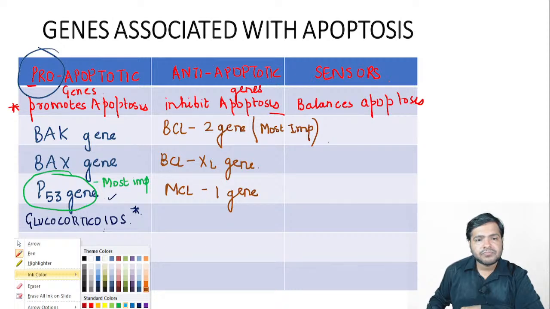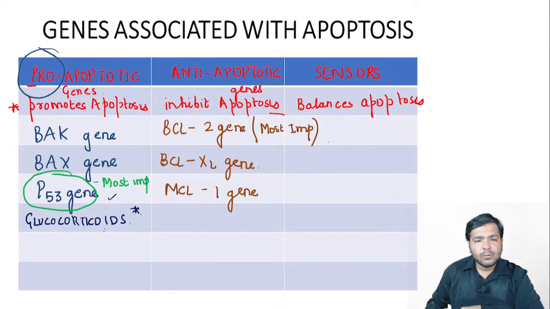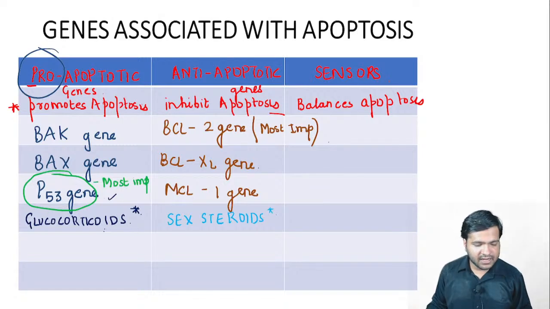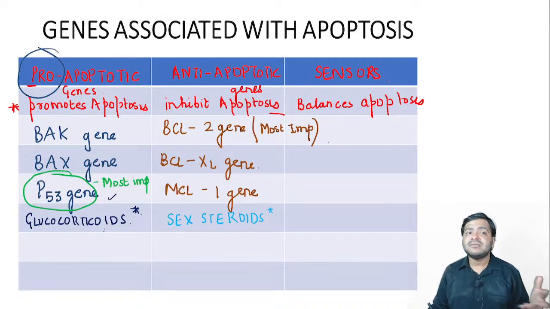And the important drugs which inhibit the process of apoptosis are sex steroids. Now, the question can be asked in a different way: which drugs behave like anti-apoptotic genes? It is the sex steroids. Or if the question says which drugs promote apoptosis, it is glucocorticoids.